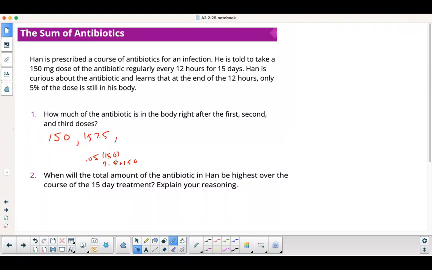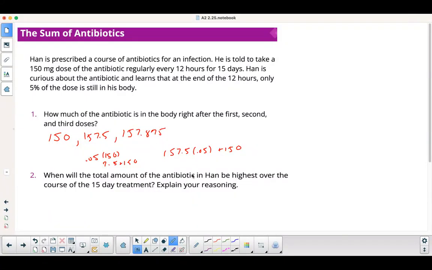Well, let's just say 5% of that is still in his body, remaining 12 hours later. So if I took the 157.5 times that by 0.05, and then you add the extra 150 because he takes another dose. Let's do that. We end up with 157.875. Okay, so there's first, second, third dose.